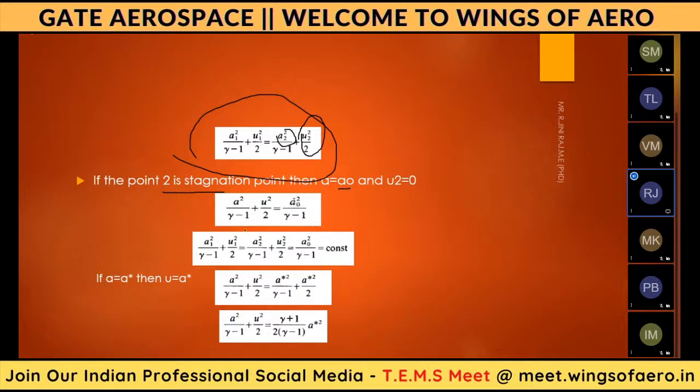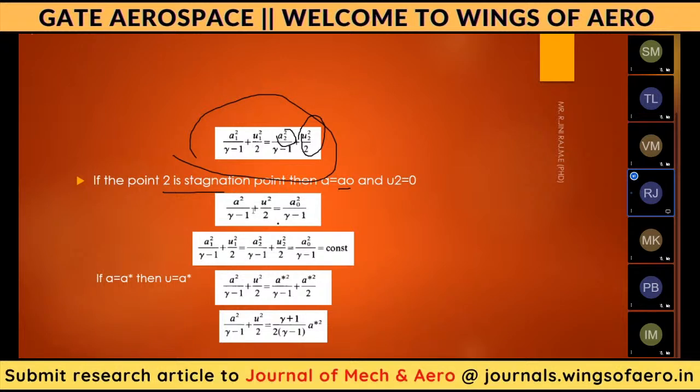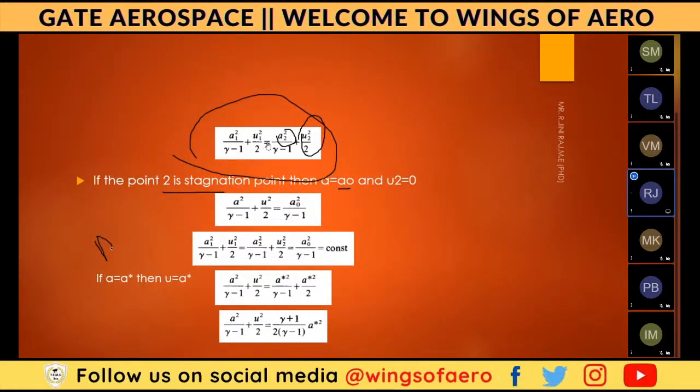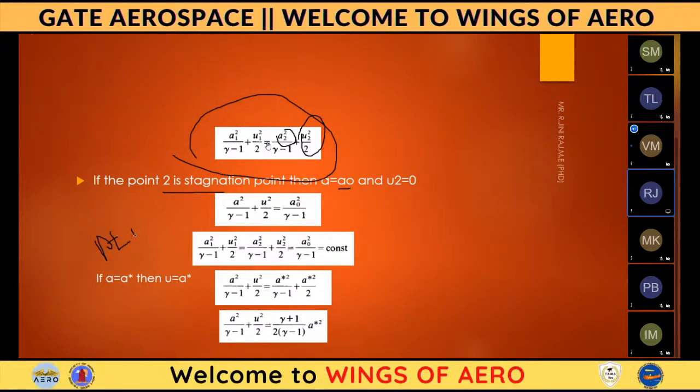So therefore a1 square divided by gamma minus 1 plus u1 square divided by 2 equal to, same way, we can fix point 1 as a stagnation point.